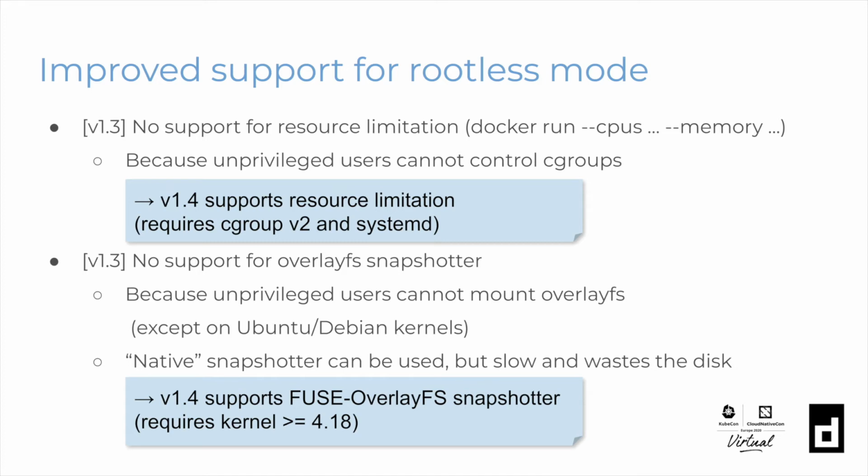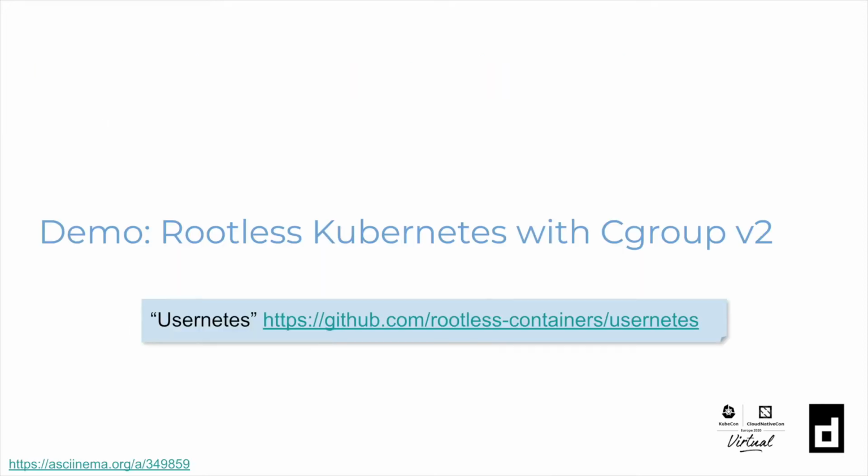Containerd 1.4 supports resource limitation when the host is running with cgroup version 2 and with systemd. And it also provides overlayfs functionality by using fuse-overlayfs, which is a user space implementation of overlayfs. Let me show the demo of rootless Kubernetes with containerd on a cgroup version 2 host. This is called Usernetes.